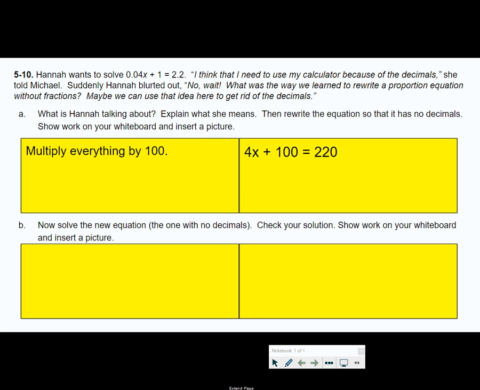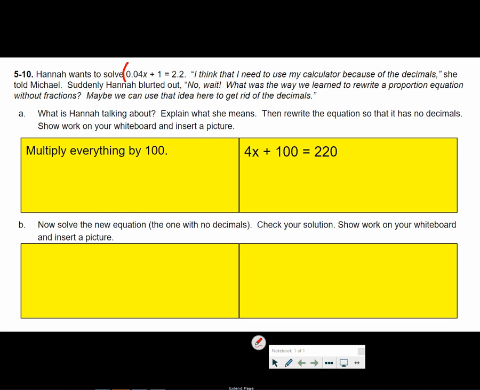So we came up with the idea that we can multiply everything by 100. So if I take this equation and multiply each piece by 100, I'm going to get 4x plus 100 equals 220.